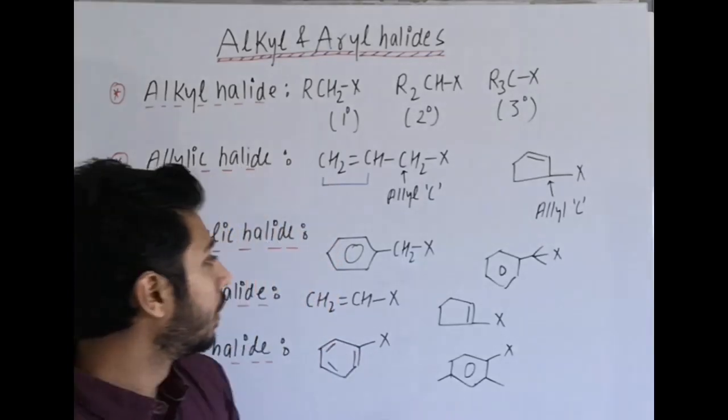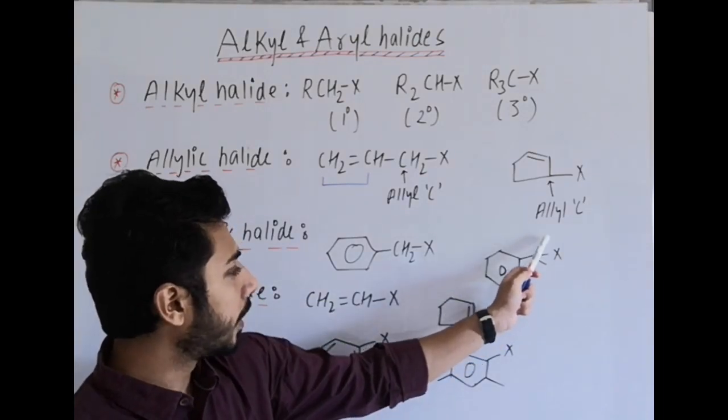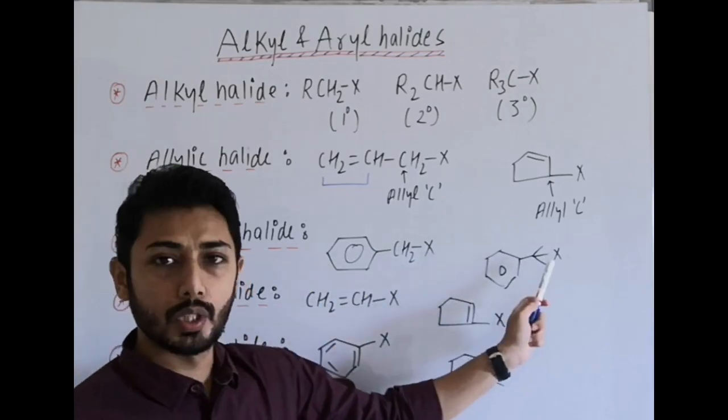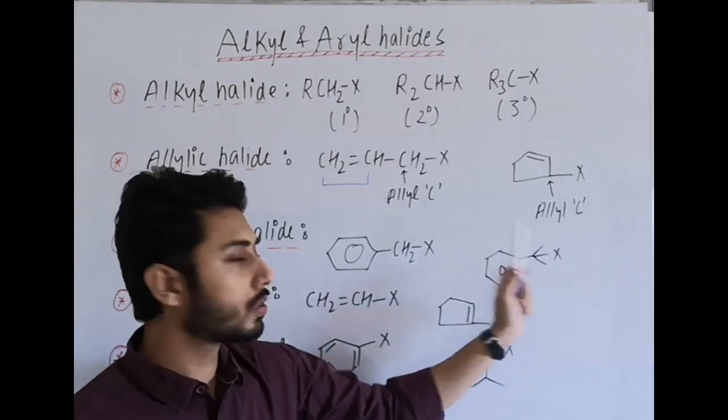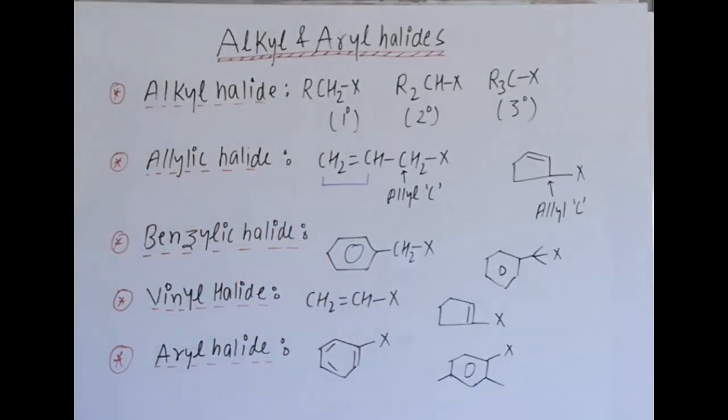we say it is benzyl halide. Similarly here, this is a benzyl carbon which is attached to two other alkyl groups. The degree is changed, it is primary here, tertiary here, right? And this is also overall a benzyl halide, a tertiary benzyl halide.